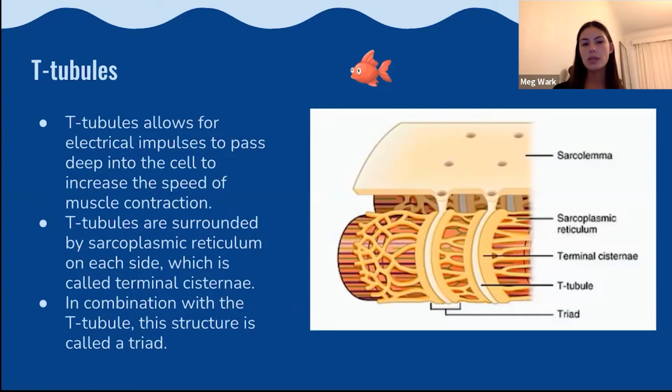T tubules are surrounded by sarcoplasmic reticulum on each side. And those parts of the sarcoplasmic reticulum are called the terminal cisternae. And if we look at the whole combination of the T tubule in the middle and then the sarcoplasmic reticulum on each side, we call that structure a triad because you've got three different parts.